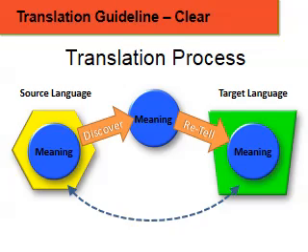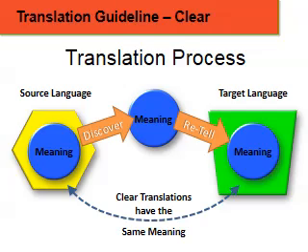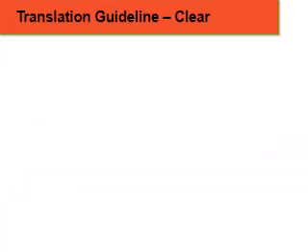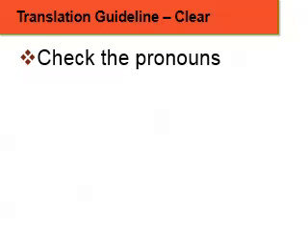This is an illustration of the translation process. The translator examines the new translation and compares it with the original meaning of the message. There are several things involved with making a clear translation from the source text into your language. I will list them here, and we will look deeper into each of them. You will need to check the pronouns in the source text and make it clear to whom or what each pronoun refers.